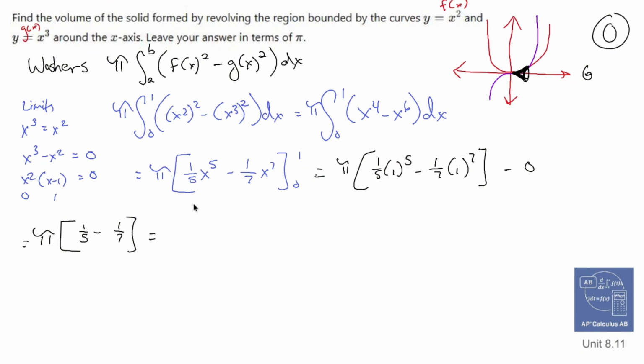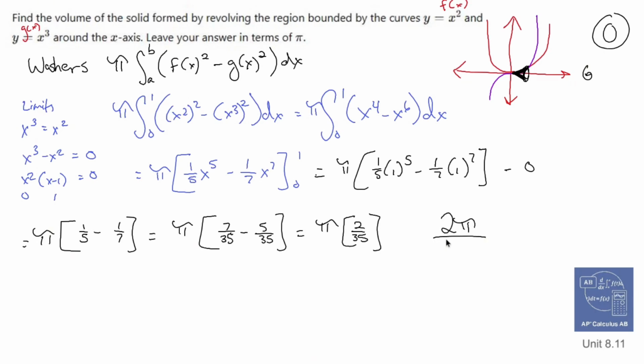Now we have 1/5 minus 1/7, so let's multiply the top and the bottom by 7 and 5 respectively. 7/35ths minus 5/35ths is going to be 2/35ths. And 2/35ths times pi is 2 pi over 35.